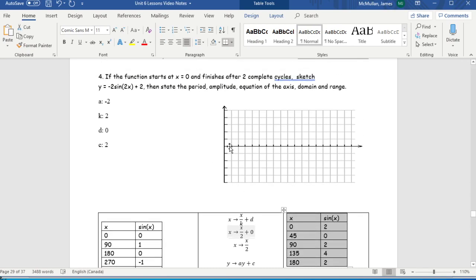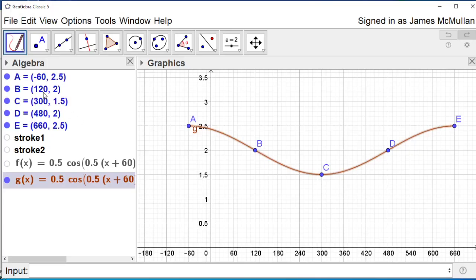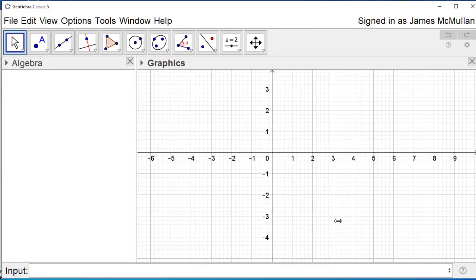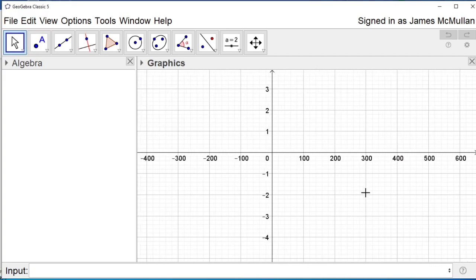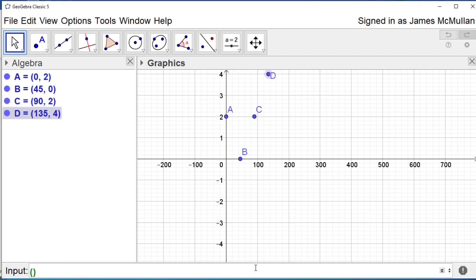Okay, now the challenge here is it says we need to draw 2 cycles. So let's see how would you draw 2 cycles. So here's what I suggest. Actually, let's stretch it out. Okay, so we had the following points, right? We had 0, 2. We had 45, 0. We had 90, 2. We had 135, 4. And then we had 180, 2 again.